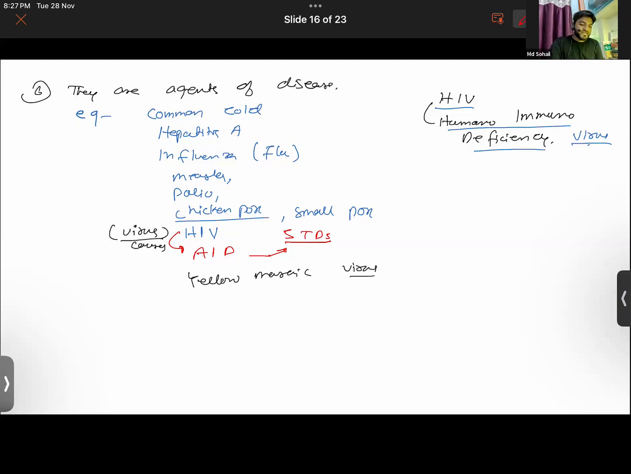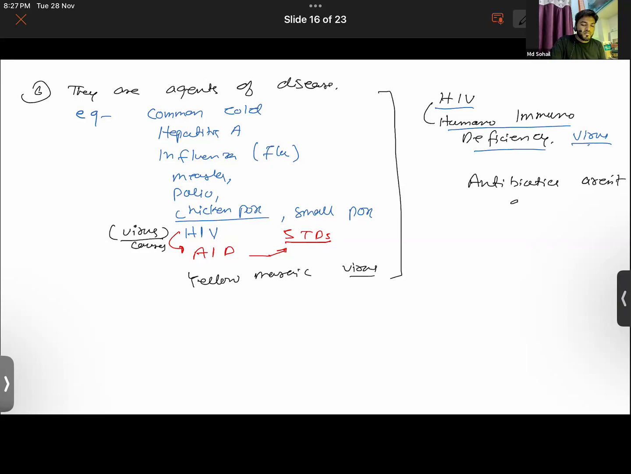Now, if you guys tell me, whenever there's a viral infection, viral infection means caused by virus, do we prescribe antibiotics to the person? Have you ever seen a doctor prescribing antibiotics when the person suffers from common cold? Or in chicken pox or in measles or polio, there's no specific antibiotics, right? So antibiotics are not given in these diseases.